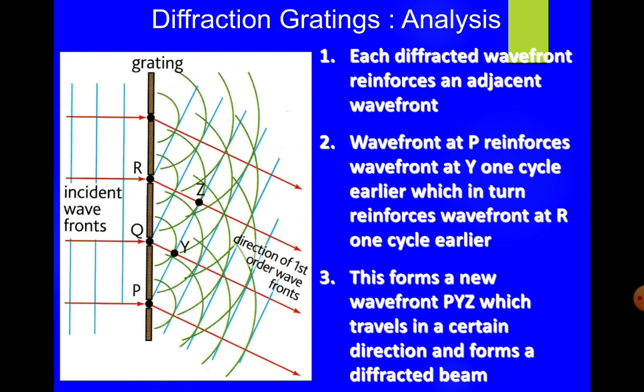Now, a little bit of an analysis of how each opening interferes with the other when the light passes through. Each diffracted wavelet reinforces an adjacent wavefront. The wavefront at P reinforces the wavefront at Y one cycle early, which in turn reinforces the wavefront at R one cycle earlier. And this forms a new wavefront PYZ. You see that? It travels in a certain direction and forms a diffracted beam.